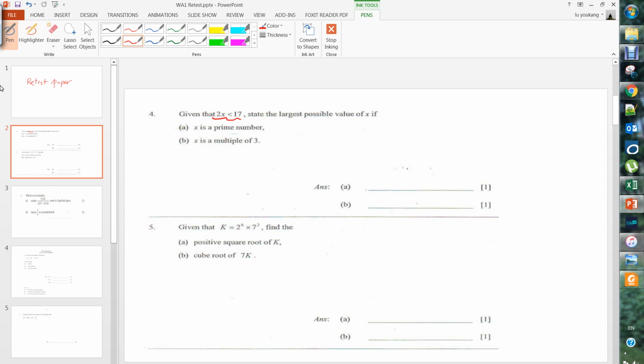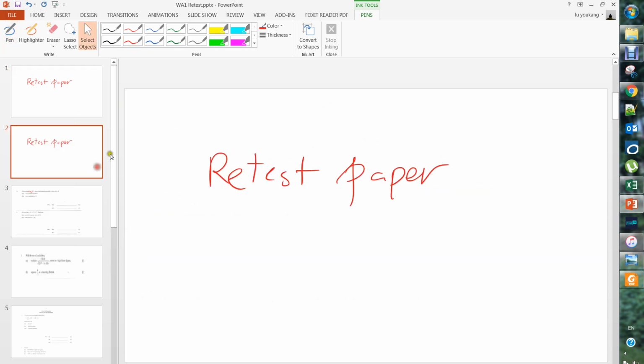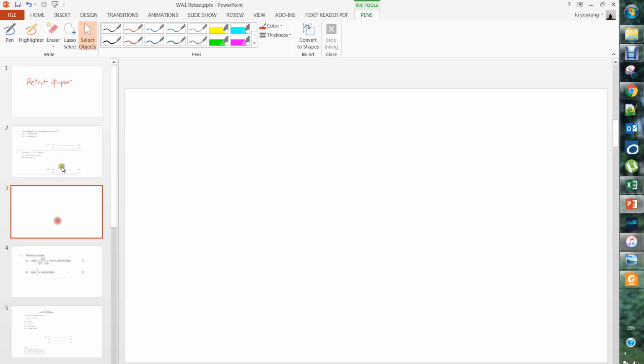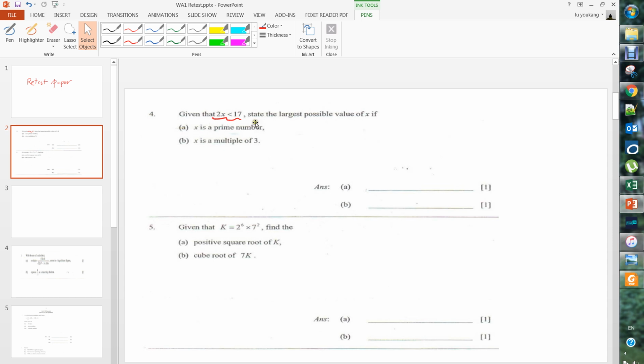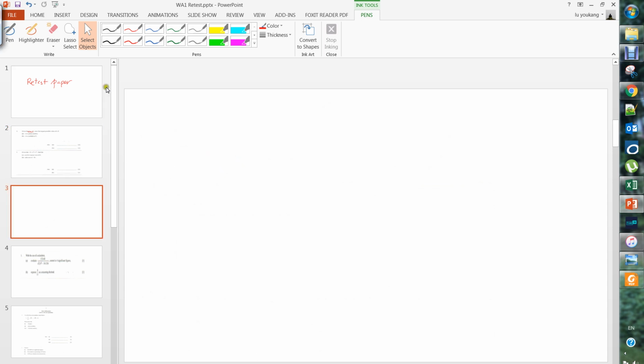So first thing first. The question says, if x is a prime number, that's part A, and then part B is x is a multiple of 3. So let me explain to you what is a prime number. Okay. So what is a prime number?